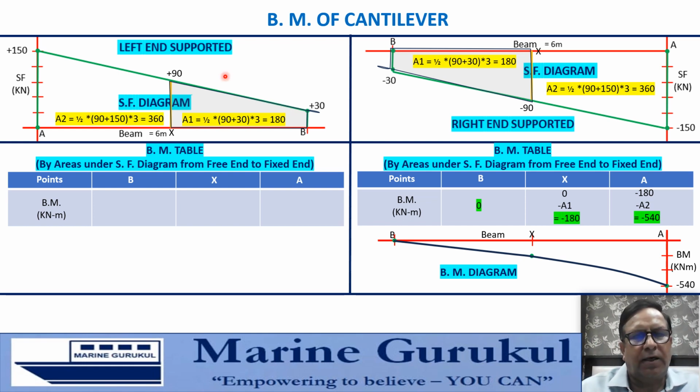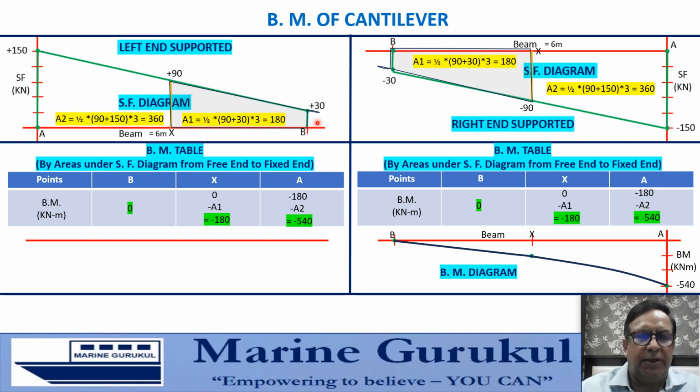Now to the right of B, the area under the shearing force diagram is 0. Bending moment at B is 0. We carry forward 0. Change from B to X is minus 180. Why? Because we are going from right to left. So the bending moment at X is minus 180. We carry forward this minus 180. Change from X to A is minus 360, making it minus 540 at A.